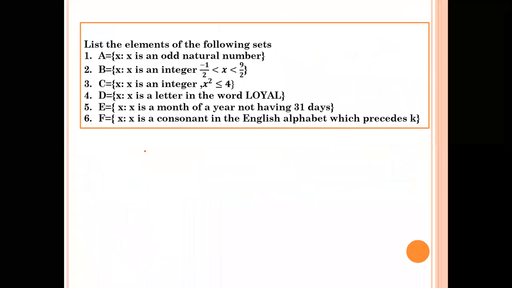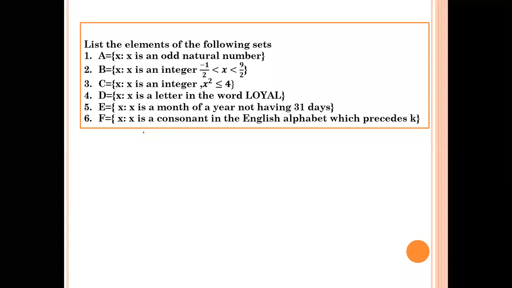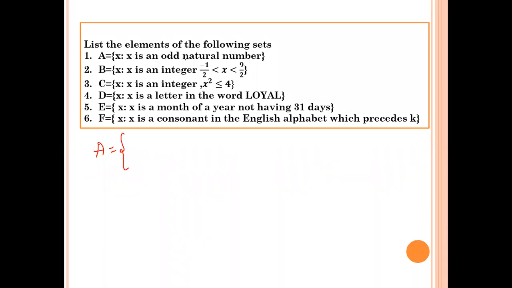Okay, now you have to list out the elements. This we can do quickly, students. Okay, what is the set A? It is enough to say which elements come in it. So what does set A say? X such that X is an odd natural number. So what are the elements in set A? You have to list them out. 1, 3, 5, 7, 9 and it goes on.